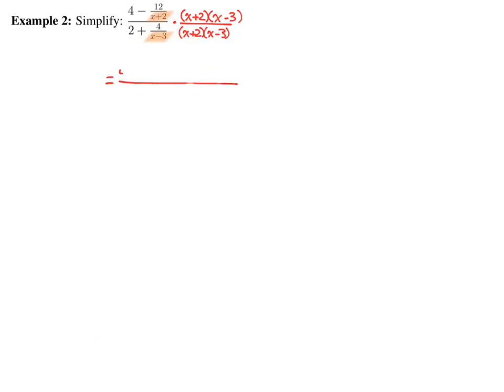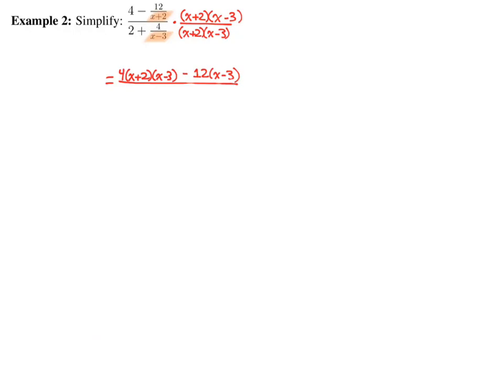So, the 4 on top gets multiplied by x plus 2 and x minus 3. And here I'm going to save us a little time and kind of take a shortcut. The 12, well, okay, actually -12, is multiplied by x minus 3. And that's because the x plus 2 kind of canceled with a denominator of x plus 2.